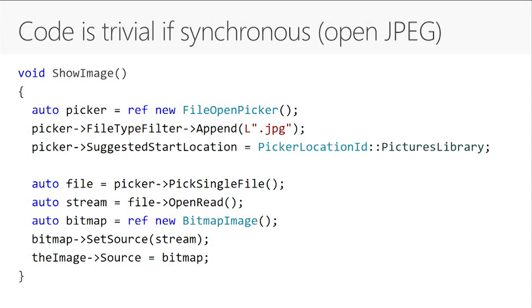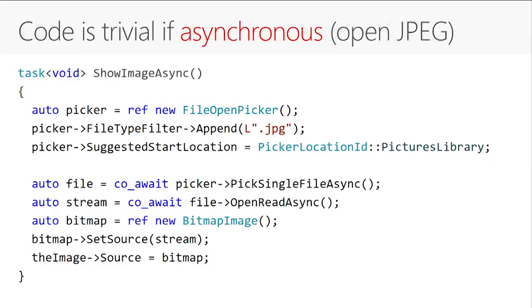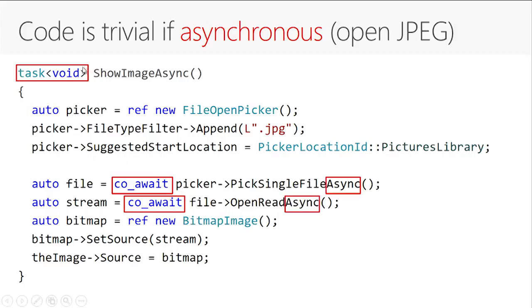In fact, the code is trivial if it's synchronous. We just have to use the file picker, we open the file and read the file. Pretty straightforward. But with the asynchronous pattern, it can be a bit more complicated. But in this case, if I create my routine in a task, I can use co_await to call the PickSingleFileAsync. And you see not much continuation in this case. And the same for reading the file with the co_await. And the code looks pretty simple in this case.